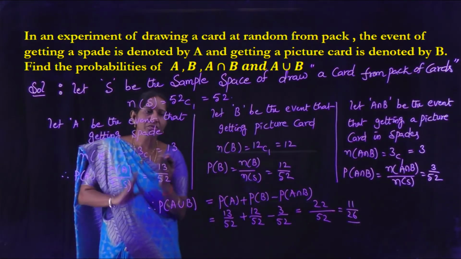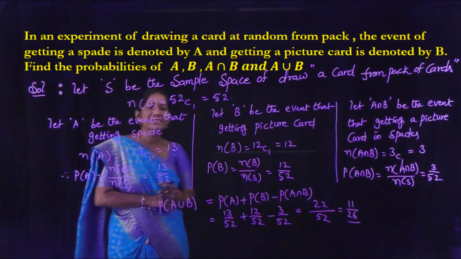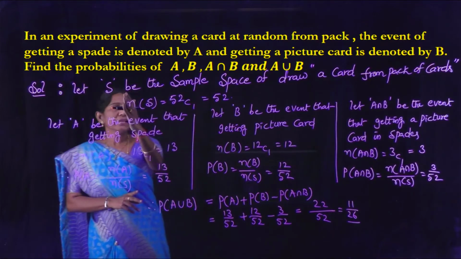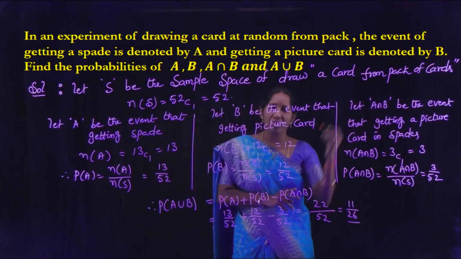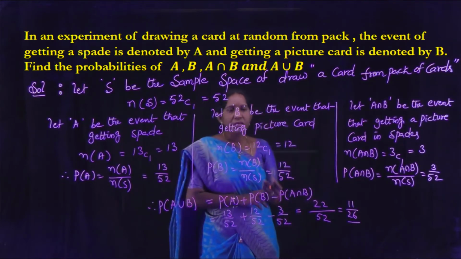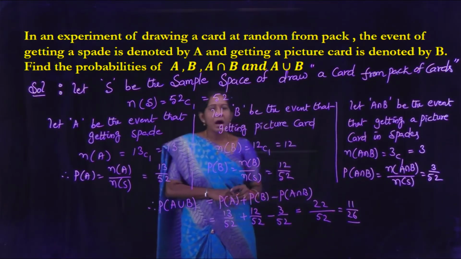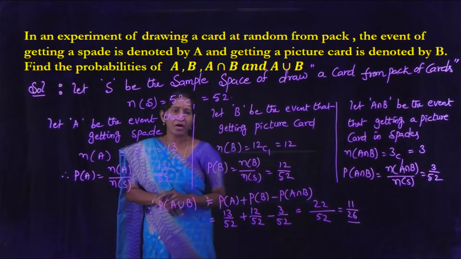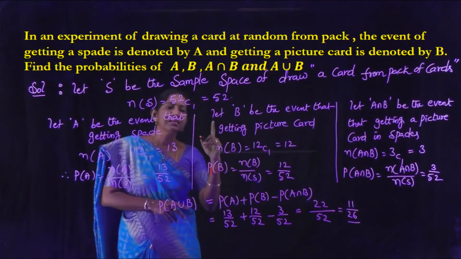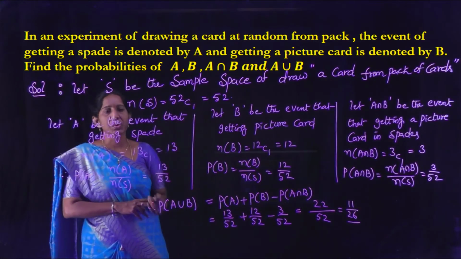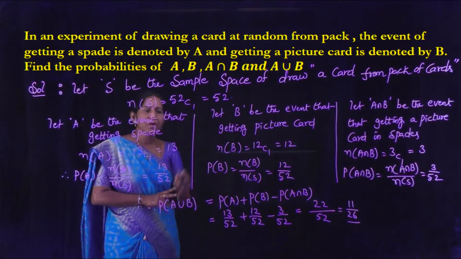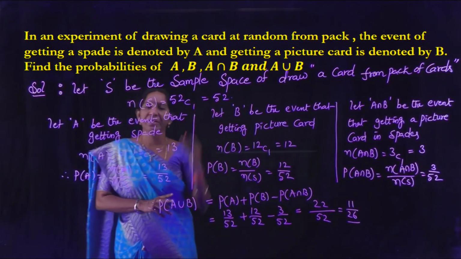So first we have to write the sample space for the given experiment. Let S be the sample space of drawing a card from a pack of cards. We already know there are 52 cards in a pack. Out of those 52 cards, draw a card, that means draw one card. In how many ways? 52C1. So N of S equal to 52C1, that is 52.